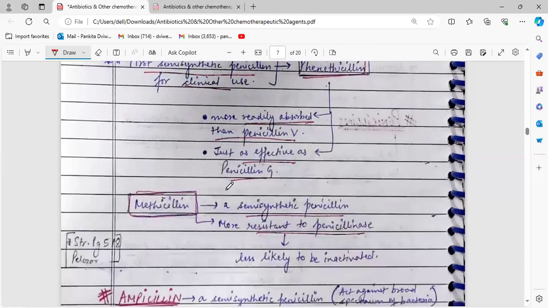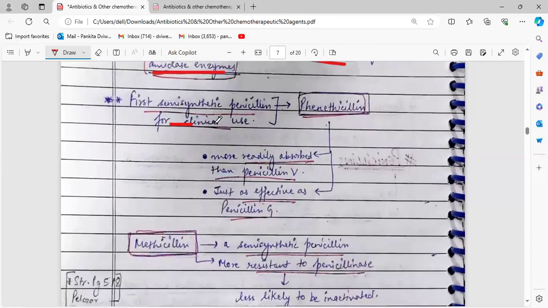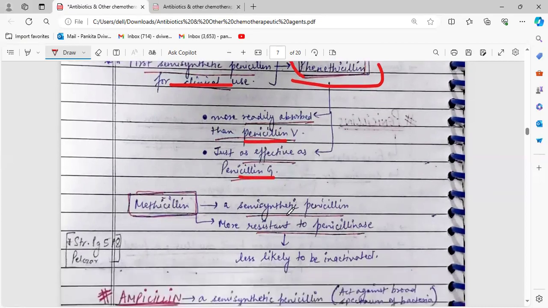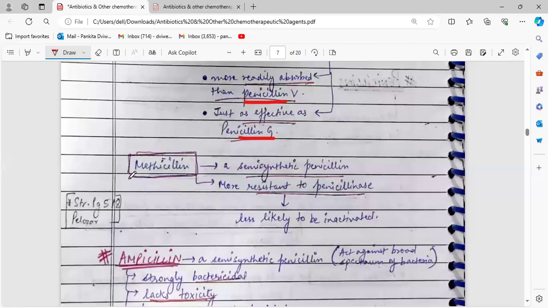The first ever semi-synthetic penicillin for clinical use that was created was phenethicillin, and it is more easily absorbed in the system as compared to penicillin V, and it is equally effective as penicillin G. Methicillin is an example of a semi-synthetic penicillin, and it is more resistant to the enzyme penicillinase, and it is less likely to be inactivated by the enzyme.